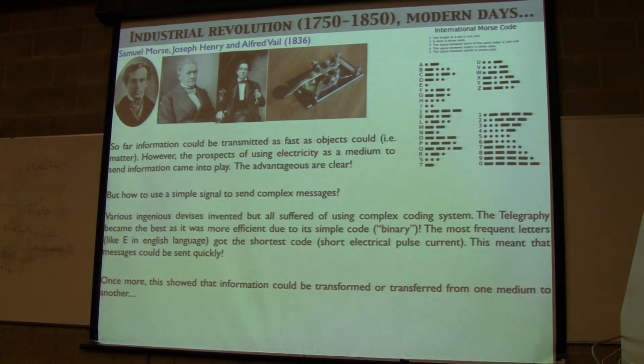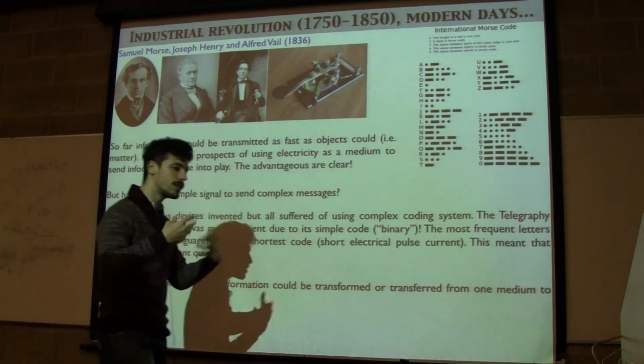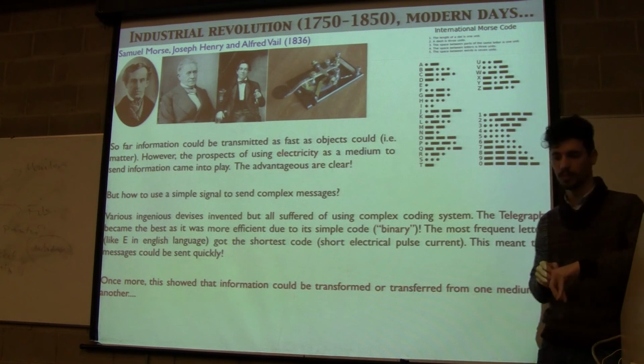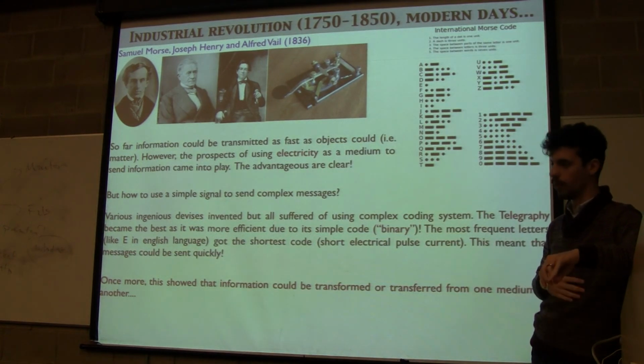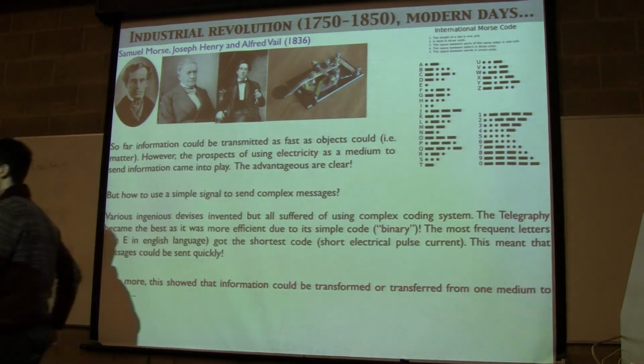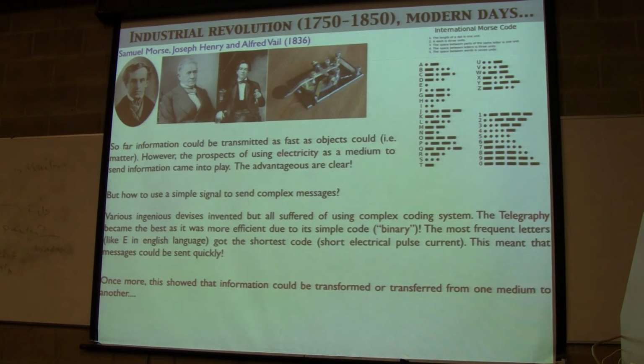Okay, they mechanized physical work, and they thought, well, can't we mechanize communication? And they did. Morse, Henry, and Vail invented systems of communication which, instead of using mechanical ways of communicating, just used electricity, which is much faster than a horse, of course. And they thought, okay, how do we communicate with electricity? They invented their own systems, some more complicated, some less. Morse was one of the simplest, and it was the one to catch on.